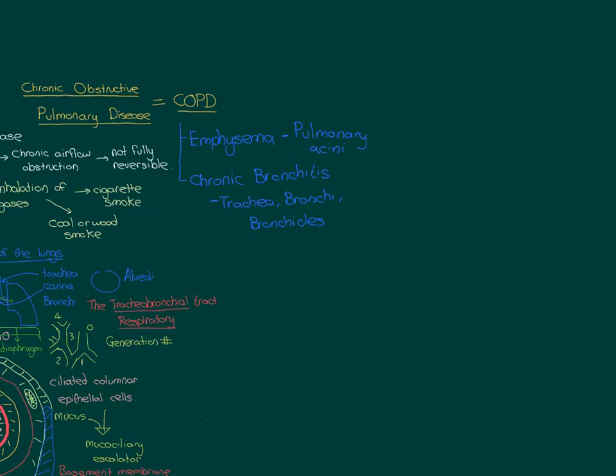Right, so let me now discuss what is the definition of chronic bronchitis. So this is a clinical definition. The definition of chronic bronchitis is that for at least 2 consecutive years, you need to have had a productive cough for greater than or equal to 3 months.